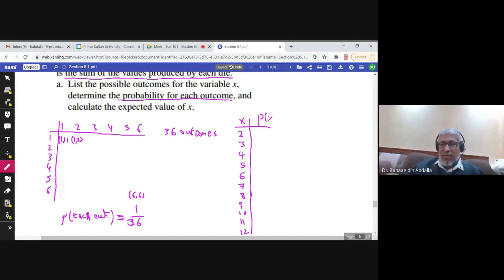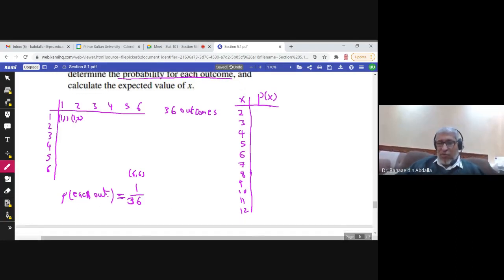Now we need to find the probability of each x, okay, to have a discrete probability distribution. So for 2, now you start to count how many times the sum would be 2. It would be 2 only from 1, 1, okay? So the probability of 2 would be 1 over 36. But you will see 3, 1, 2, and 2, 1. So you have 2 over 36. You will see 4 from 2, 2, 1, 3, and 3, 1.